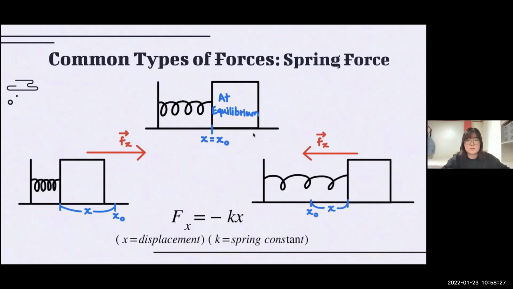But when it is stretched or compressed, the spring has the property to go back to its equilibrium position. So since the displacement has the opposite direction from the spring force, there is a negative sign in front of k, which is a spring constant.